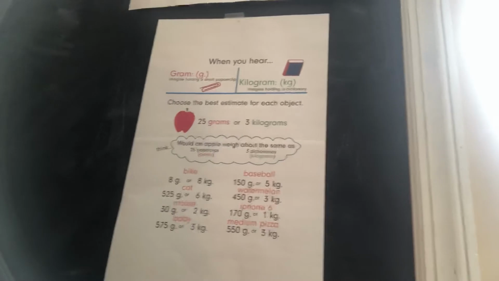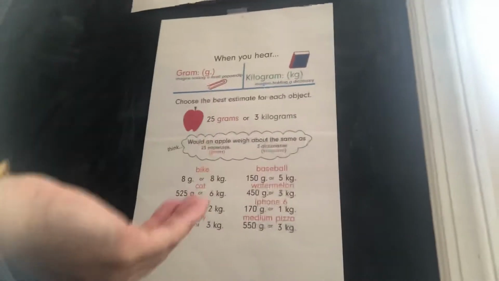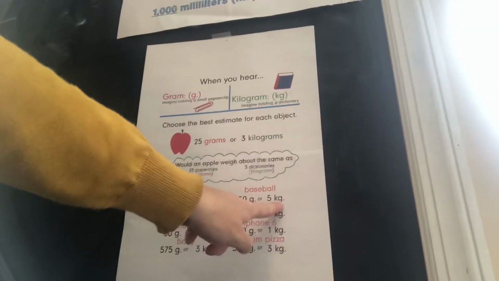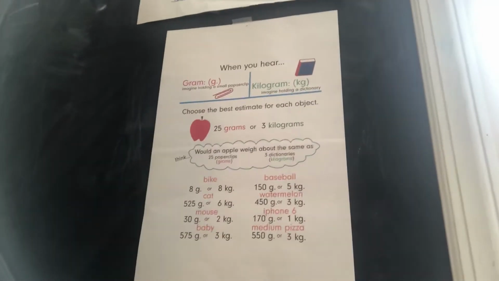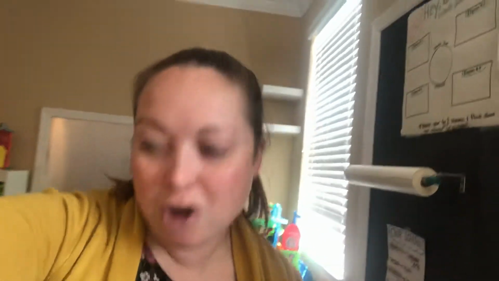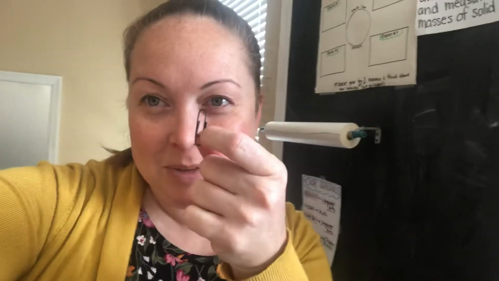Now, a baseball. Lots of you play baseball or softball. Do you think your baseball is going to be about 150 paper clips in your hand, or do you think it's going to be 5 dictionaries, 5 kilograms? That would be one crazy baseball if you had to hit and catch a 5-pound baseball. So it is 150 grams. Now the thing to remember is that even though 150 is a much bigger number, you have to remember that you're talking about paper clips.